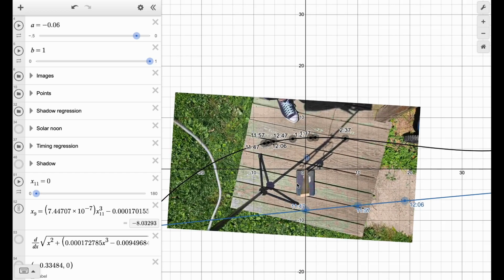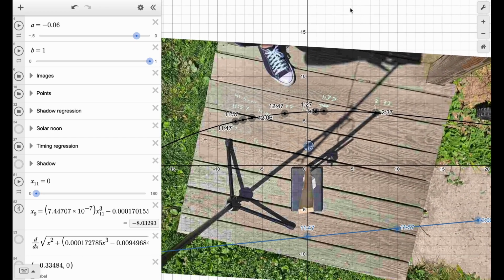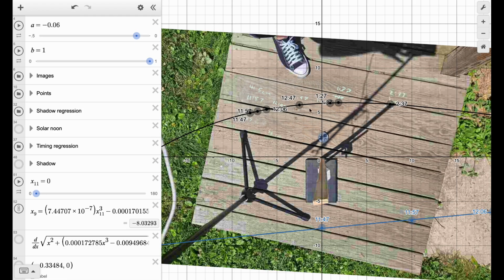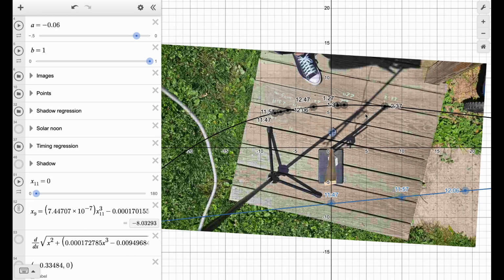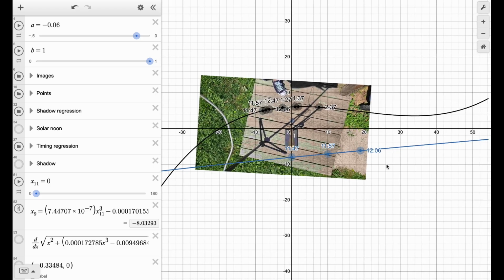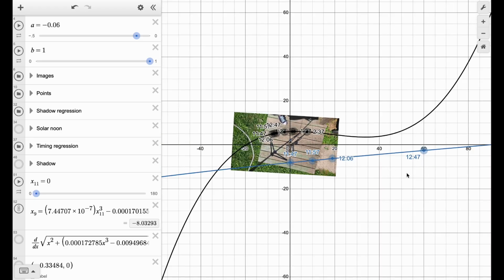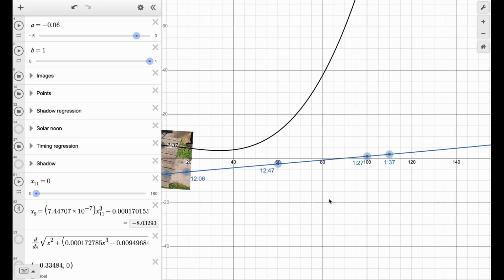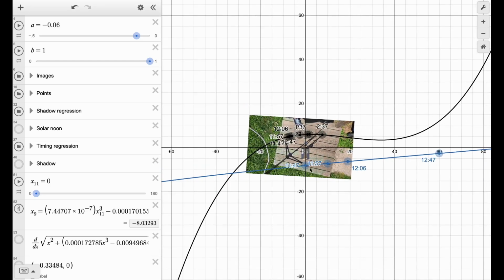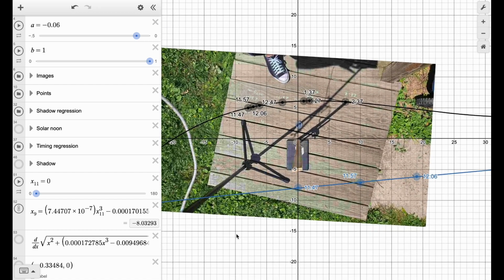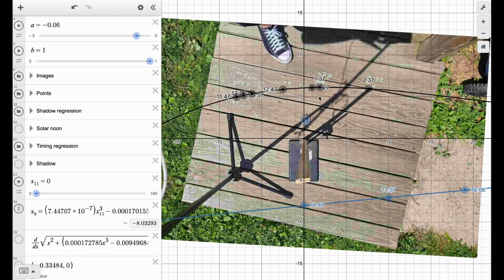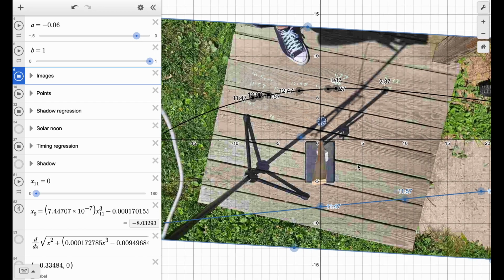And so if I move back in here, I've got this function, this regression, which models the path of the shadow, at least during this 3-hour period, and also this blue function, which is modeling when or how many minutes since 11:47 the shadow had moved horizontally across my picture. The last little bit of information has to do with the most important time in this experiment, which is solar noon.